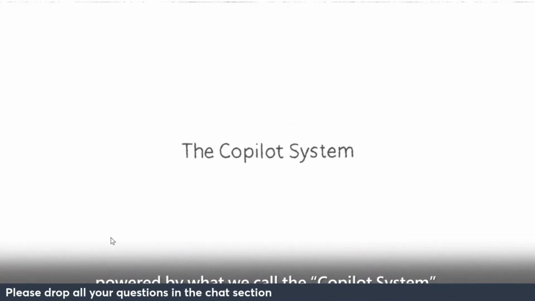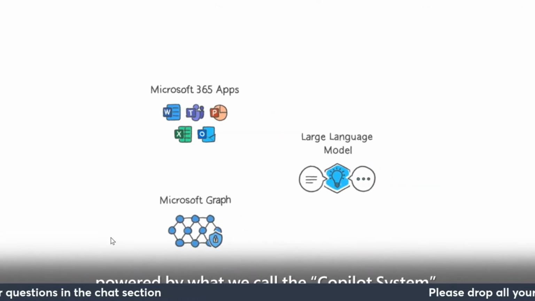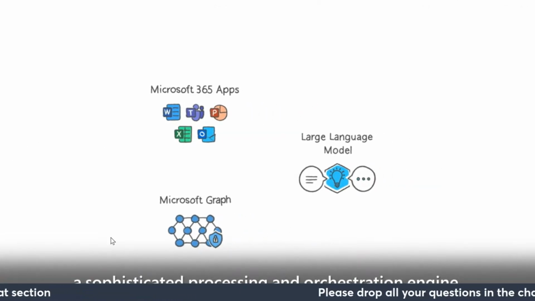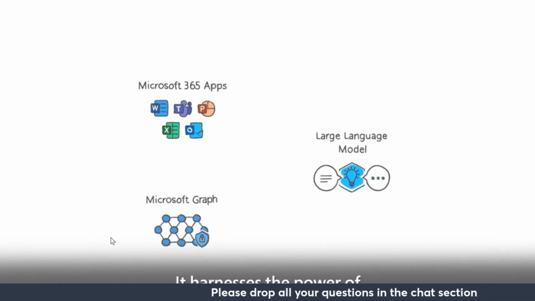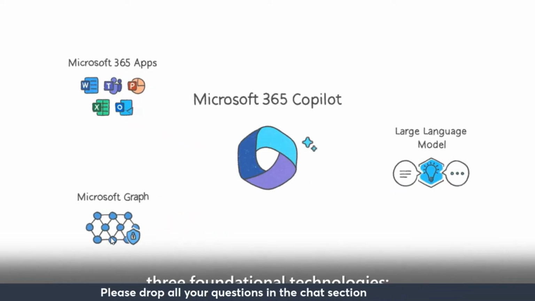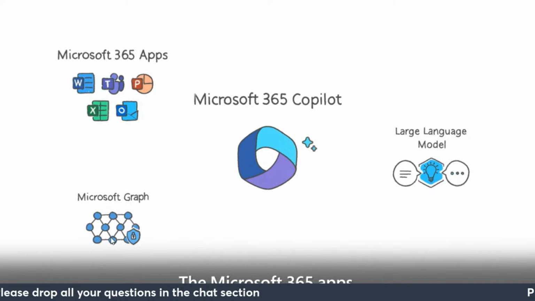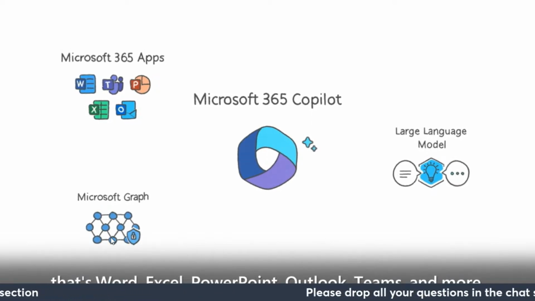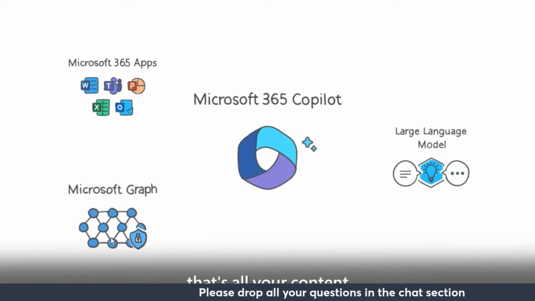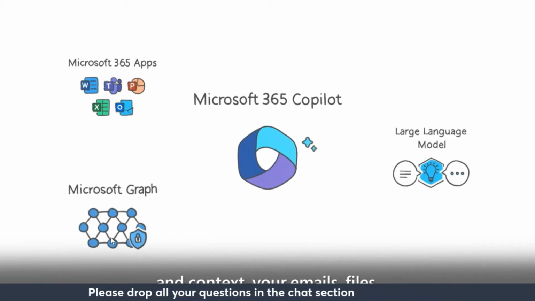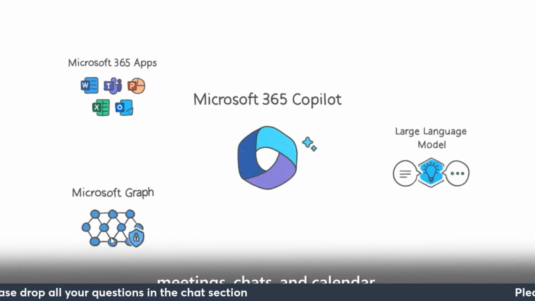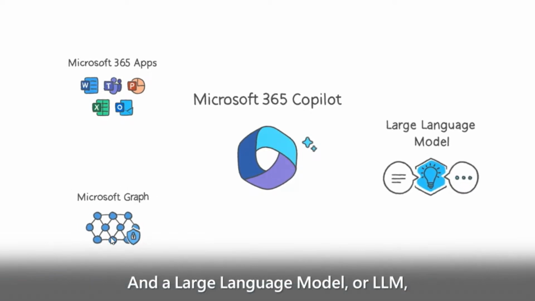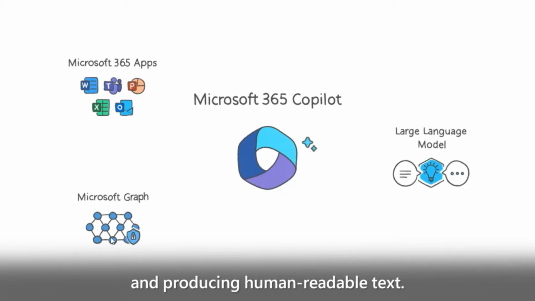Microsoft 365 Copilot is powered by what we call the Copilot system, a sophisticated processing and orchestration engine. It harnesses the power of three foundational technologies: the Microsoft 365 apps, that's Word, Excel, PowerPoint, Outlook, Teams, and more. The Microsoft Graph, that's all your content and context, your emails, files, meetings, chats, and calendar. And a large language model, or LLM, a creative engine capable of parsing and producing human-readable text. All accessible through natural language.